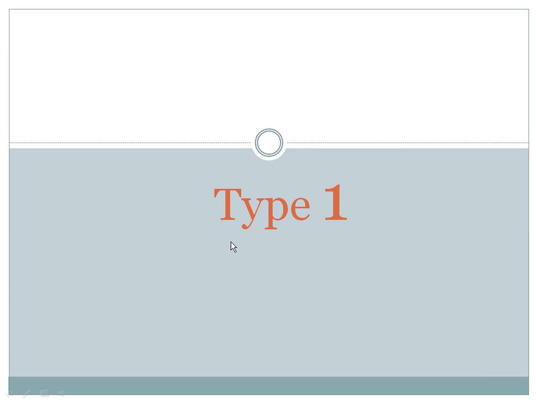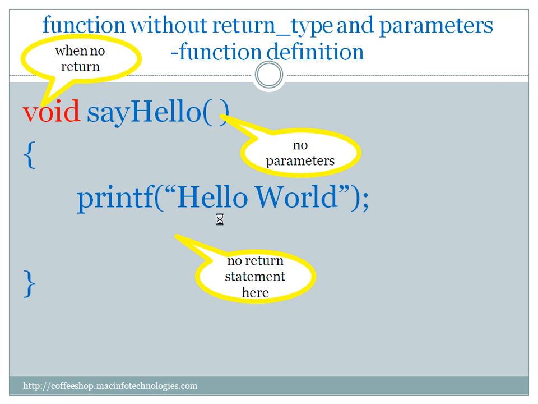We'll see type 1 of the function. Here we have a function without a return type and without parameters. We'll see the function definition first. We are defining a function with return type void, so we are not going to return any value. The meaning of void is that we are not returning any value from the function. The function name is sayhello, and we don't have any parameters, so we don't have to send any values to call this function.